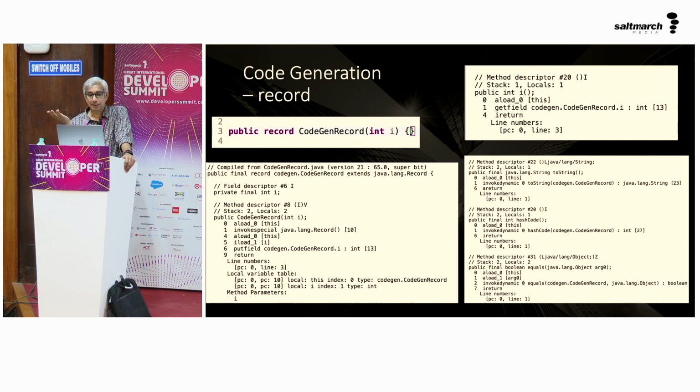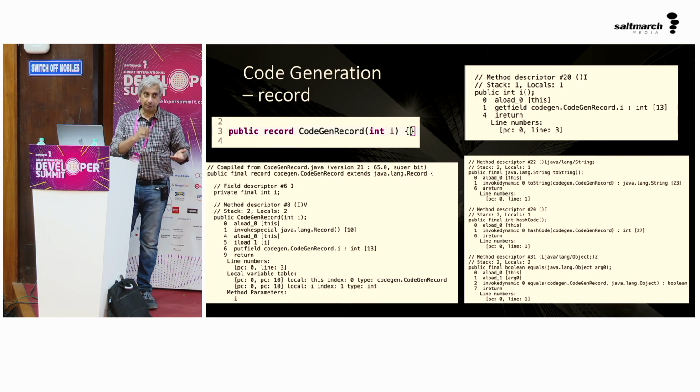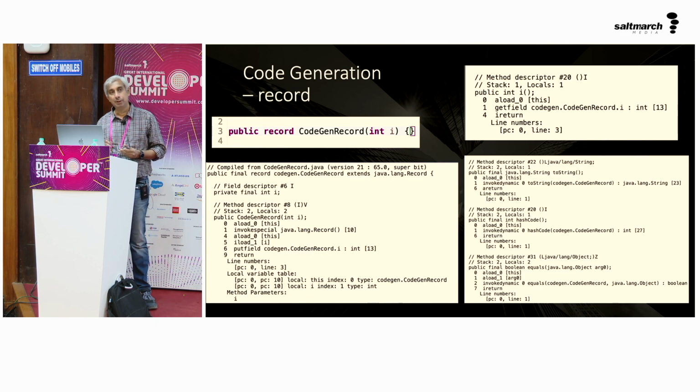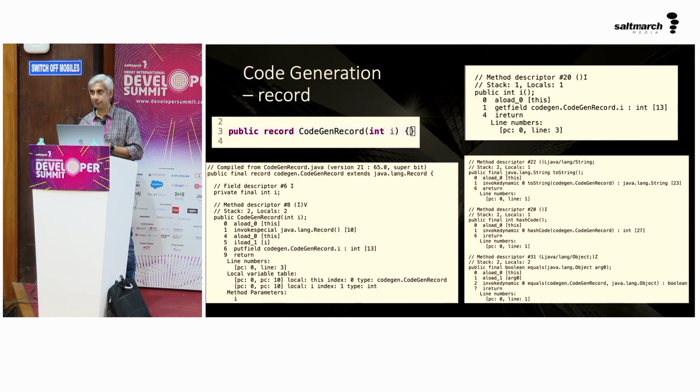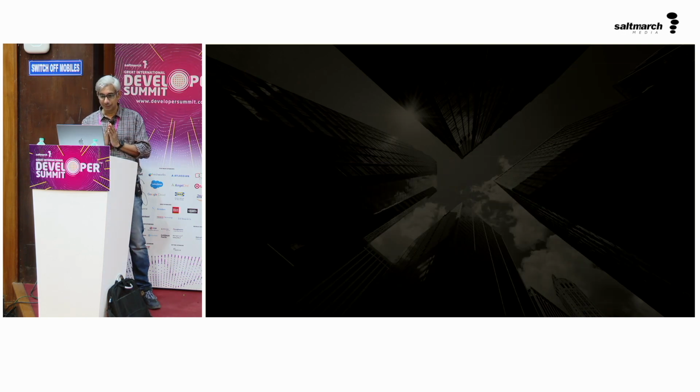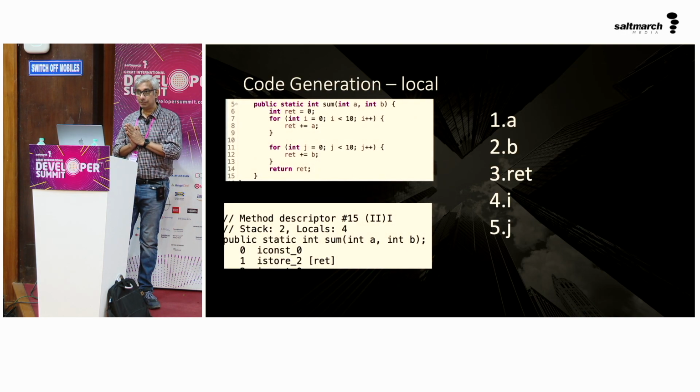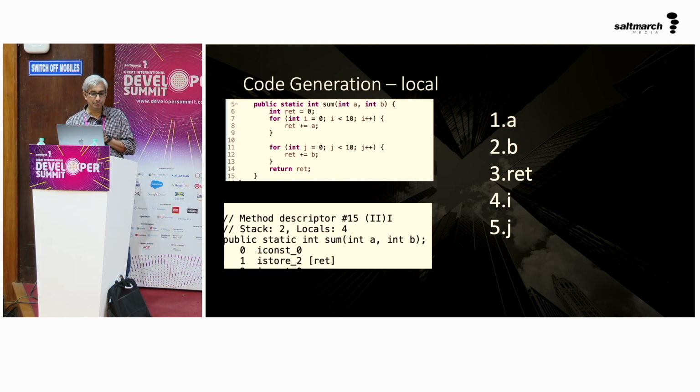It generates a final int I field. It would generate the getter. It is not going to generate a setter because it's a final field. So you have to initialize it when you are creating that record. Then it will also have 3 functions derived from the object, which are toString, hashCode, and equals. So that's about the record. Now that's only a beginning. I'm not going into the record patterns. That's another beast altogether.